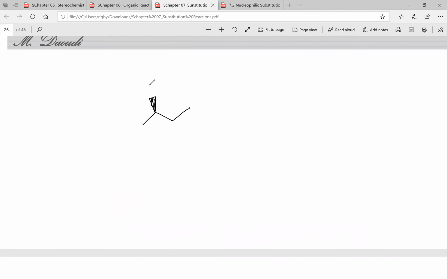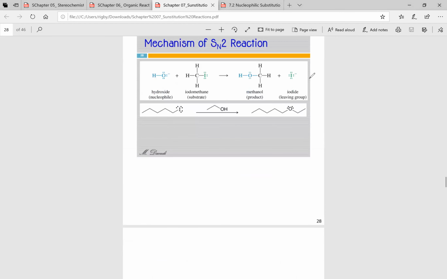So let's say that we have this guy right here, and the Br is on a solid wedge, and the nucleophile, I don't know, OH negative, is going to come in, replace that Br, and end up on a dashed wedge because it's opposite to the Br, okay? And we invert stereochemistry.